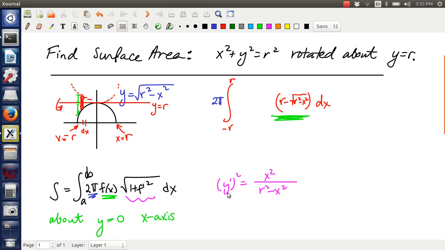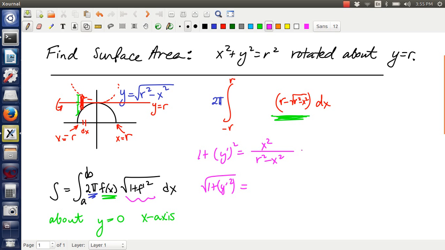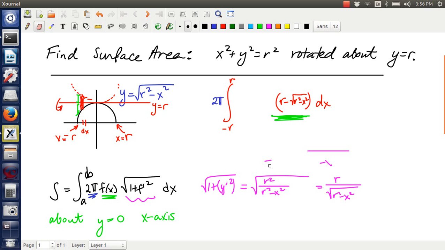I don't feel bad about erasing because you guys can back up the video. Okay, now 1 plus y prime squared, and then under the square root. So we have to add 1 to this. Okay, so to add 1, what's 1? It's r squared minus x squared over r squared minus x squared. Great. Then our x squareds go away, and this whole thing has to go under the square root. So we have r squared over r squared minus x squared. So we're going to get r on the top and the square root of r squared minus x squared on the bottom, which looks horribly, horribly disgusting.